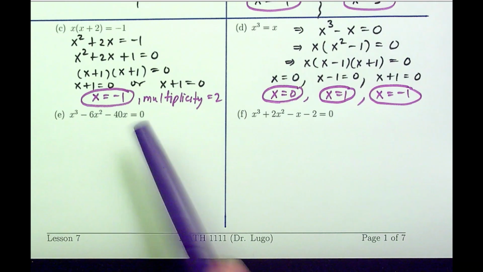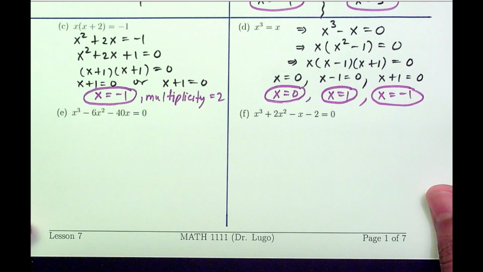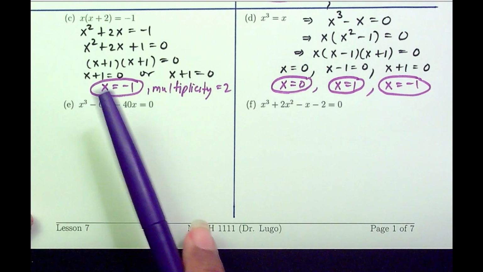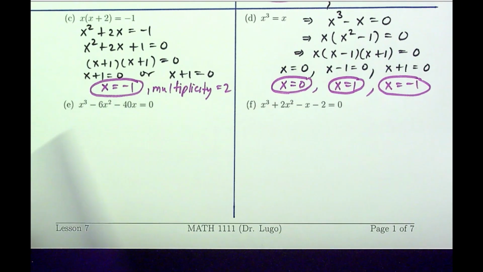Okay, now let's tackle this one. If you would like, pause the video and give it a try. The first step is already done. The first step is move everything to one side so you have 0 on the other side. So that one is already done. So you would only have to complete steps 2 and 3.